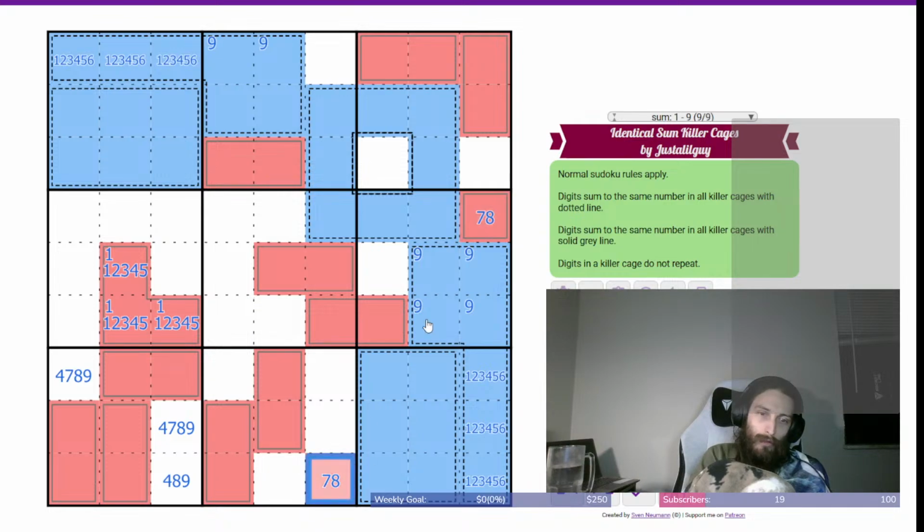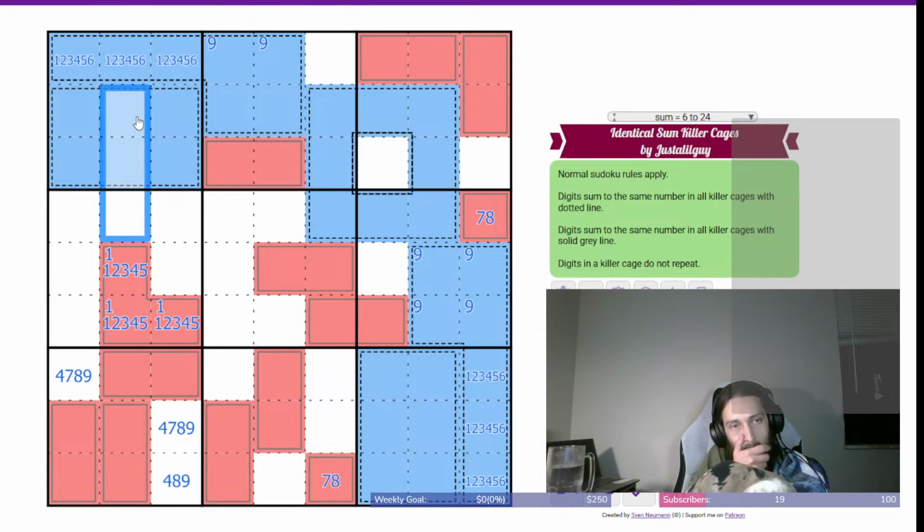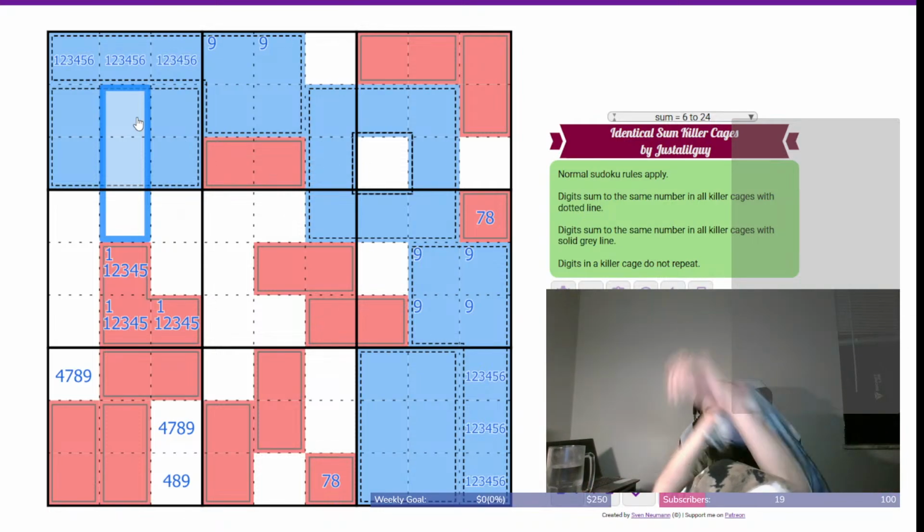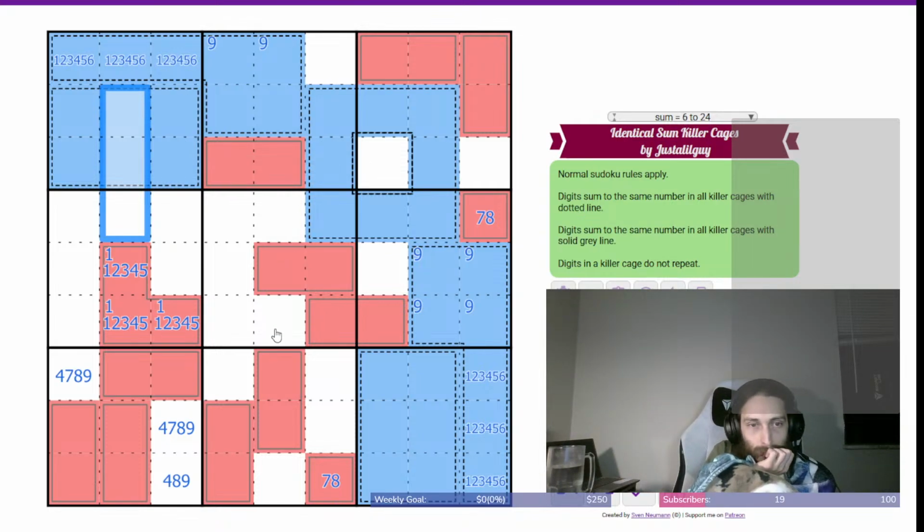Although, if these two were 7, that would be 1 through 6, that would be 1 through 6, and those three would be 7, 8, 9. Allowing for 8 means we get 7 as a possibility. No.